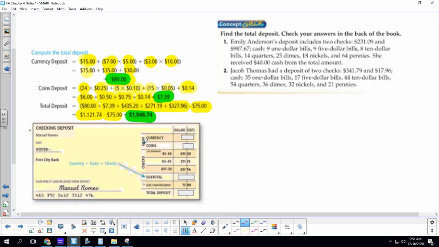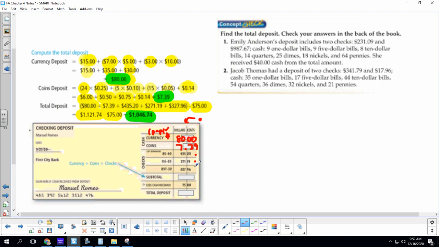All right, so cash. Our currency, if their deposit slip asks you for the currency, this is the paper money, not the checks. So our paper money was $80. Our coins were $7.39. This line right here is like the decimal point.